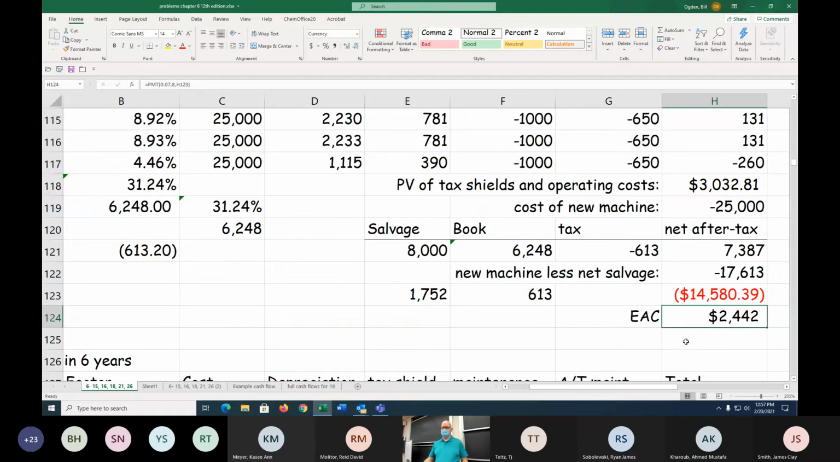We convert that to an 8-year annuity, and you get, so 8, and then like someone mentioned very correctly, let's just change the sign on this. So the equivalent annual cost is 2,442. So this is the best of the options. So the correct answer to the question would be to replace immediately.